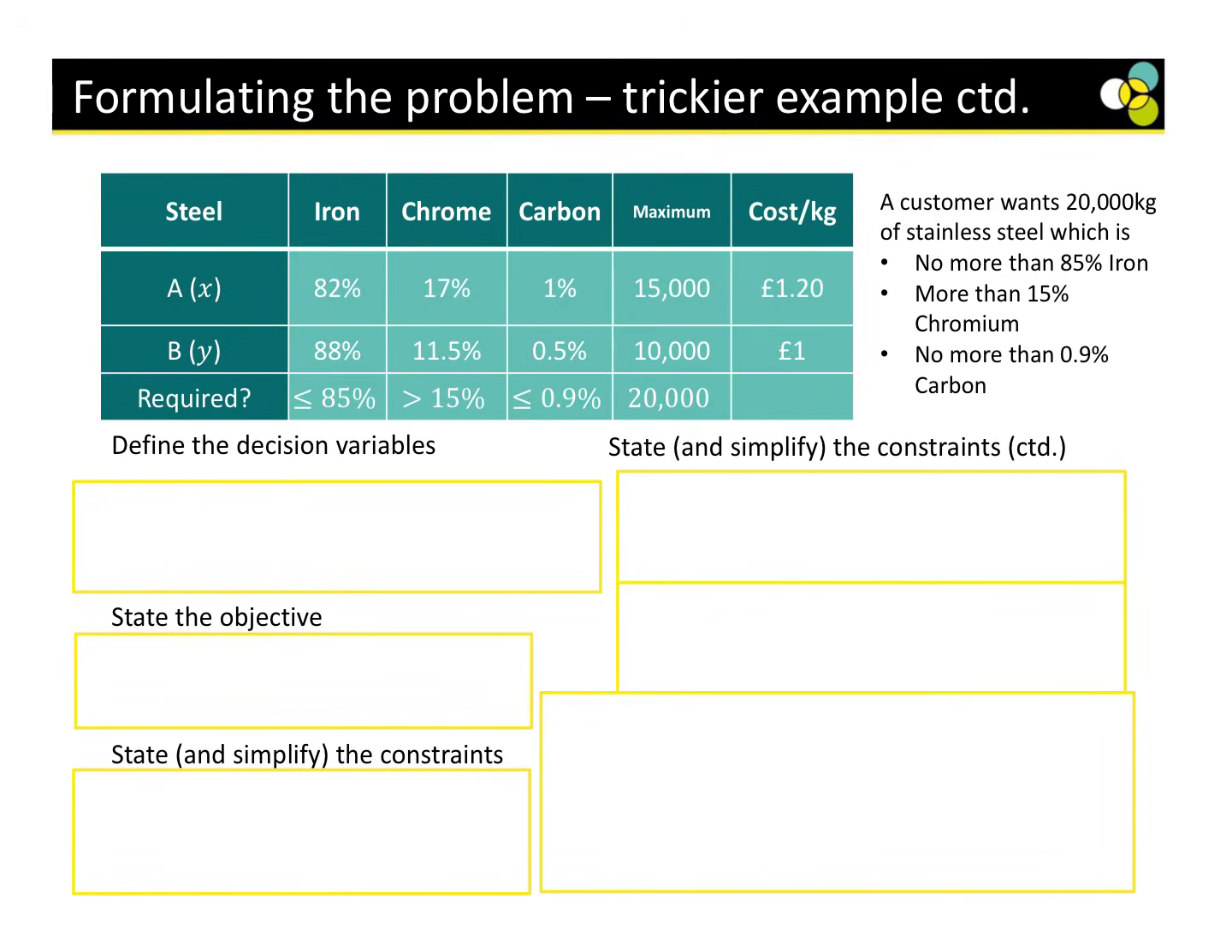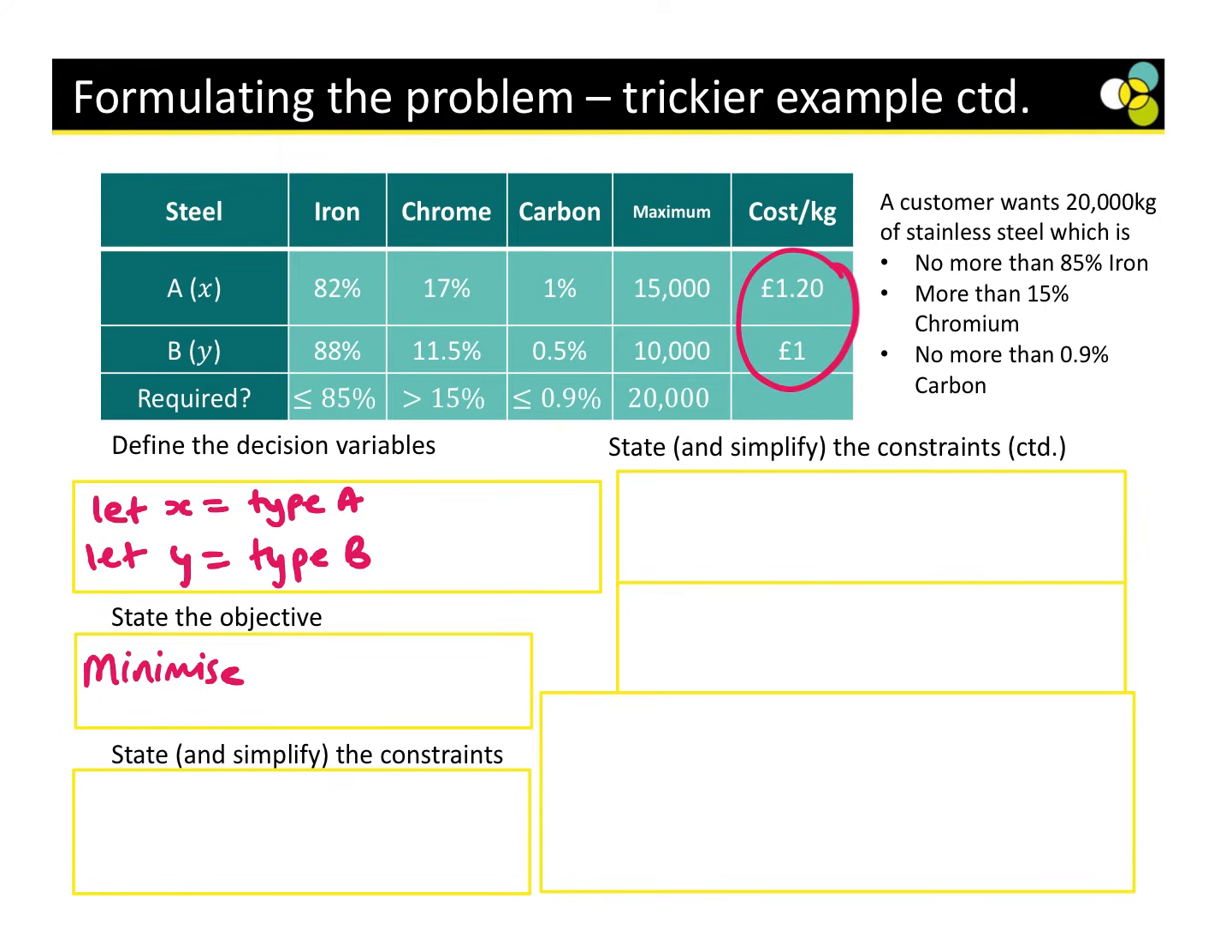So here we go. Define the decision variable. Step 1 is decision. Let x equal type A, let y equal type B. Brilliant. State the objective. Do we want to maximize or minimize? Minimize. Now remember, this is our costing here. Whatever we're minimizing or maximizing, it's normally got to do with money. So we're going to minimize.